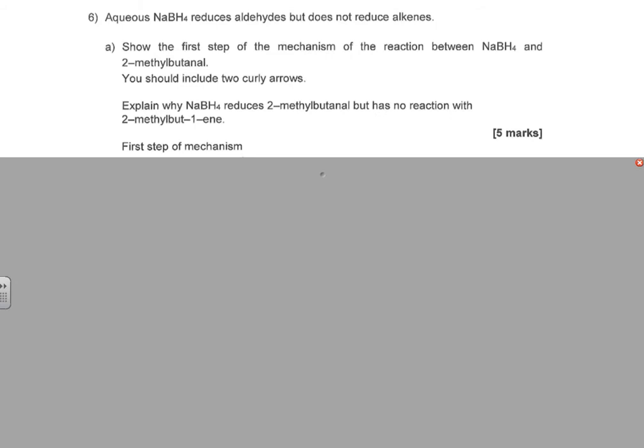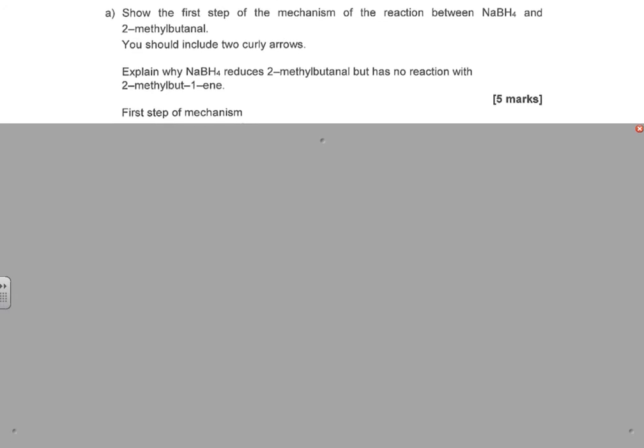The focus shifts now to a little bit of organic chemistry, and organic chemistry that was covered during that lockdown period. Aqueous sodium borohydride reduces aldehydes but does not reduce alkenes. Show the first step of the mechanism of the reaction between sodium borohydride and 2-methylbutanal. You should include 2 curly arrows.